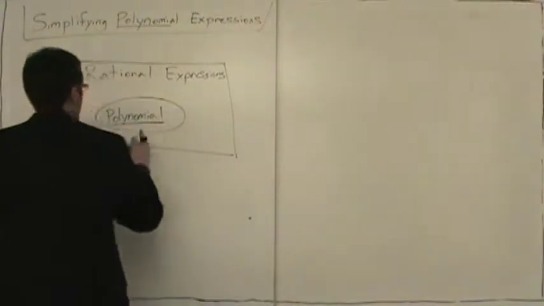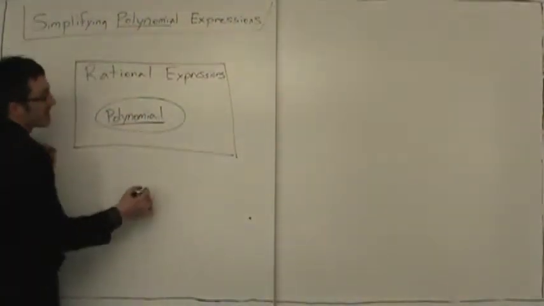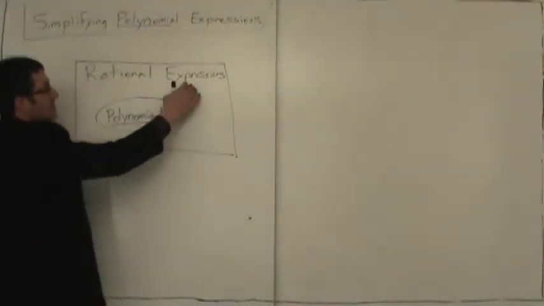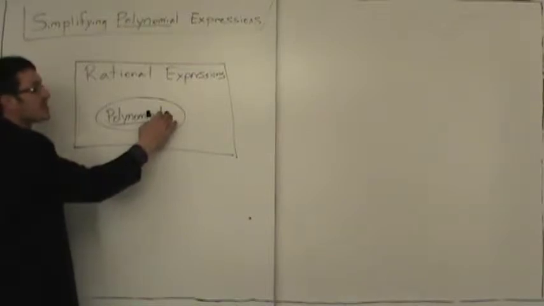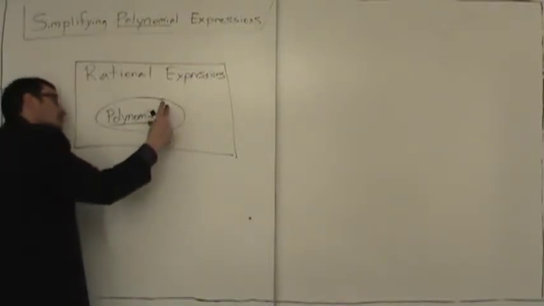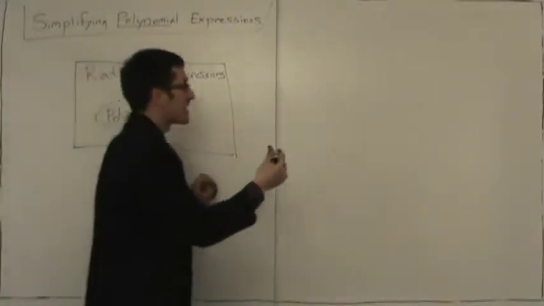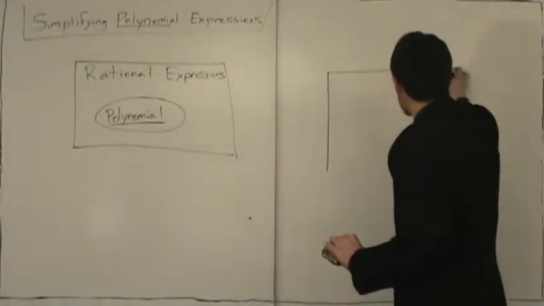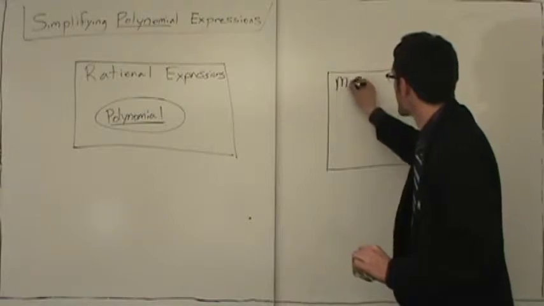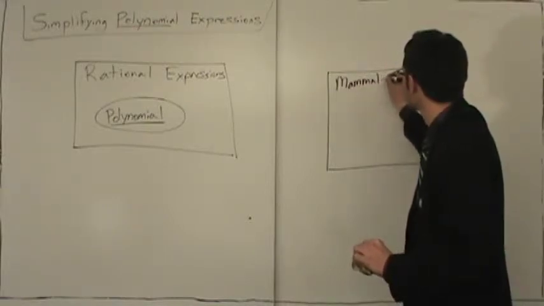So before we do anything, I want you to see this. Is every rational expression a polynomial expression? The answer is no. But is every polynomial expression a rational expression? Yes. If you don't understand this diagram, let me draw another one. If I give you a box that represents all mammals, how do we read these diagrams?